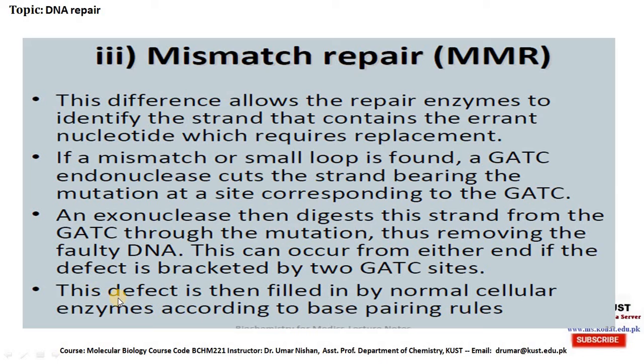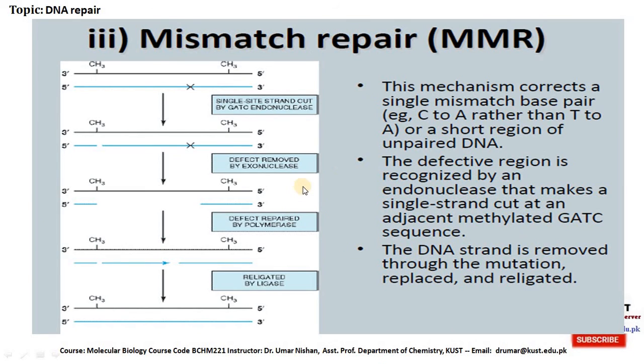This defect is then filled in by normal cellular enzymes according to base pairing rules. So this is the example of mismatch repair. This mechanism corrects a single mismatch base pair, for example C to A rather than T to A, or a short region of unpaired DNA.